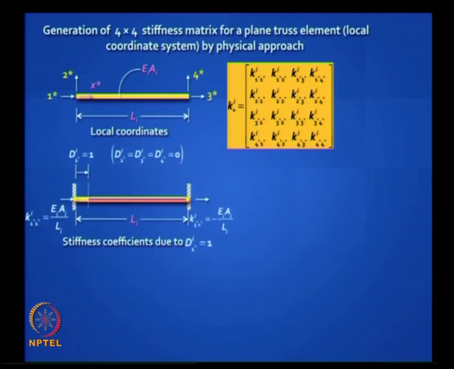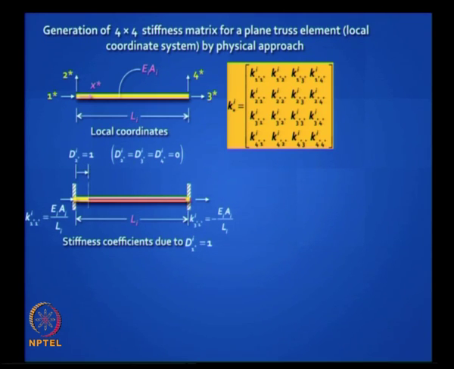Can you draw a sketch? It will look like this. You just have to push it horizontally. You have an element d1 and all the others are restrained, right? What is the force you need to push it? EA by L, actual stiffness. What is the reaction you will get at the other end? With a negative sign. Why? Because it has to be opposite. We have chosen 3 star positive, right?